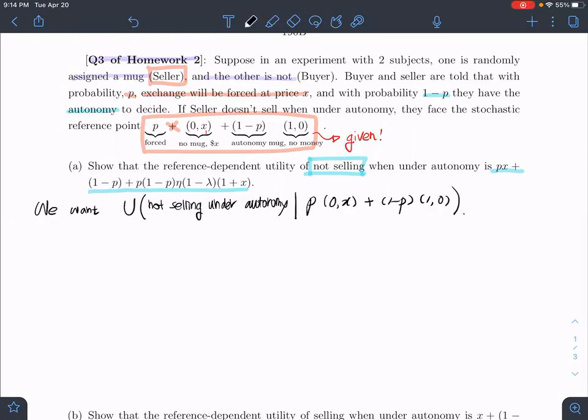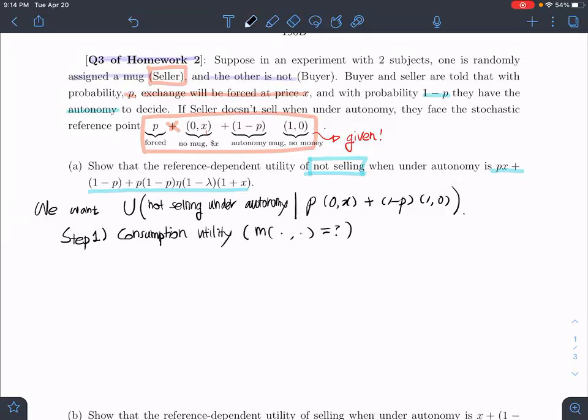Step 1, let us think about the easy one, the consumption utility. Then step 2, we'll think about the gain and loss part. Consumption utility was something like M, with the first argument and the second argument.